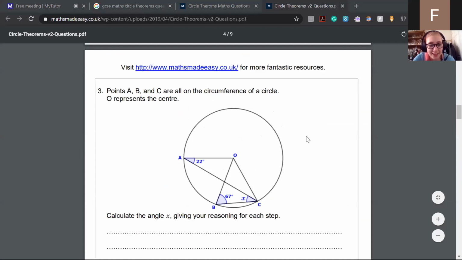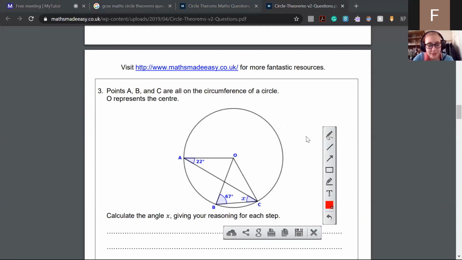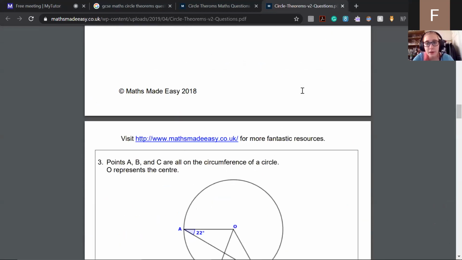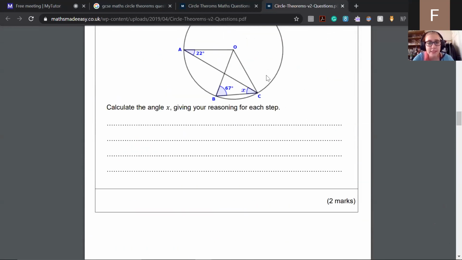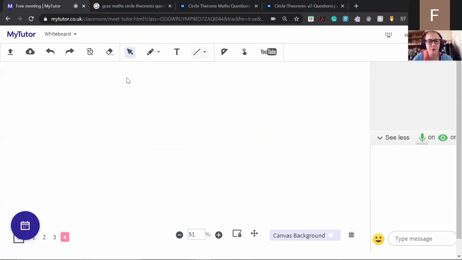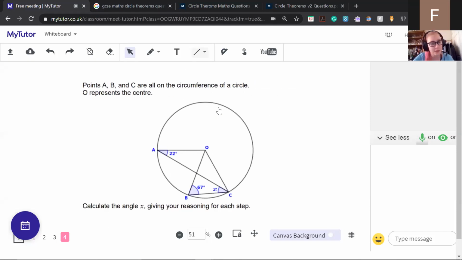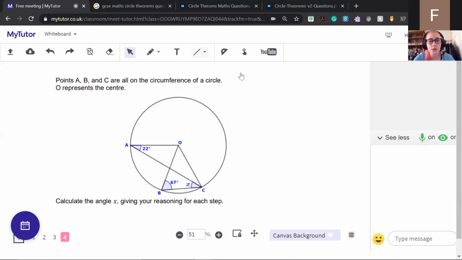Yeah, so I think this diagram, when you first look at it, looks quite overwhelming. That previous one, by the way, was 2 marks, as is this one. I think that previous one should definitely have been more marks, actually, because it was 2 steps. But okay, so again, we start with some explanation. A, B, and C are on the circumference. O is the center. Calculate the angle X, so this one here, giving reasoning for each step.